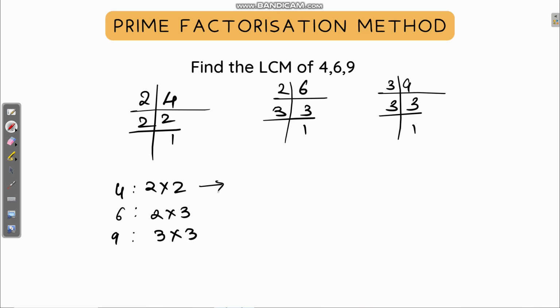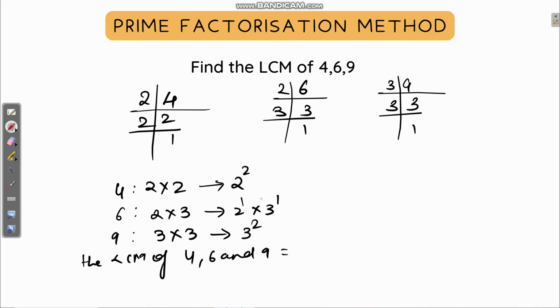Now see how many times each is coming. 2 is coming twice, or 2 square. Over here 2 is coming once and 3 is coming once. Over here 3 is coming twice. The last and the most important step, the LCM of 4, 6 and 9 is equal to. Now you have to take each and every number the maximum number of times it's coming.